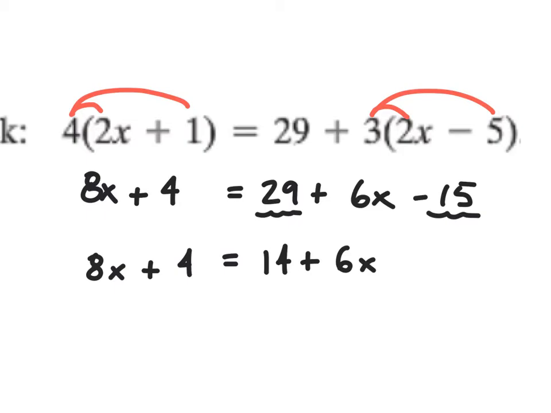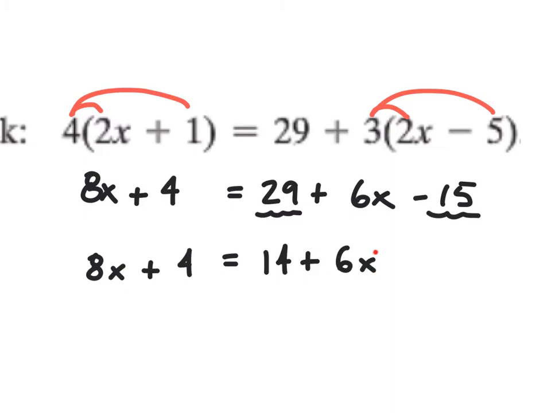At this point, you can move things to either side of the equal sign. Typically what I do is I try to get my variables on the left side of my equal sign. It also just depends on the numbers. Typically, I like to work with positive numbers.